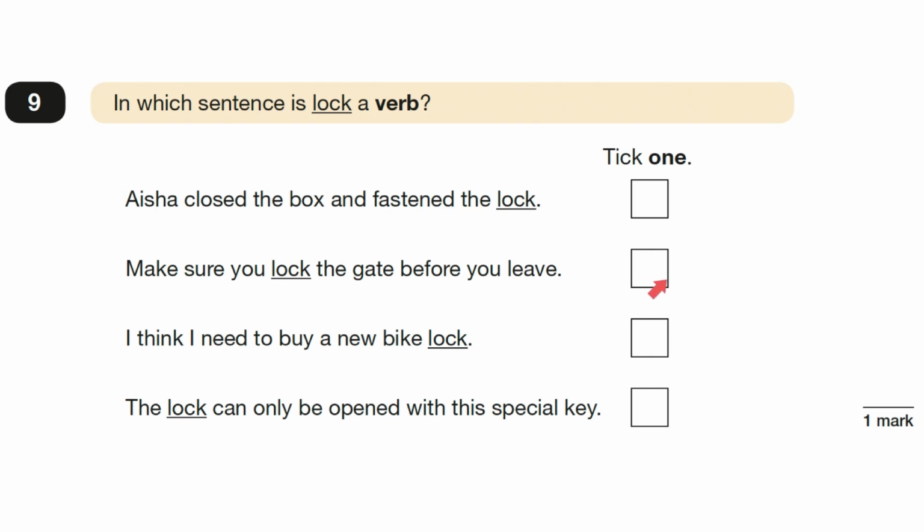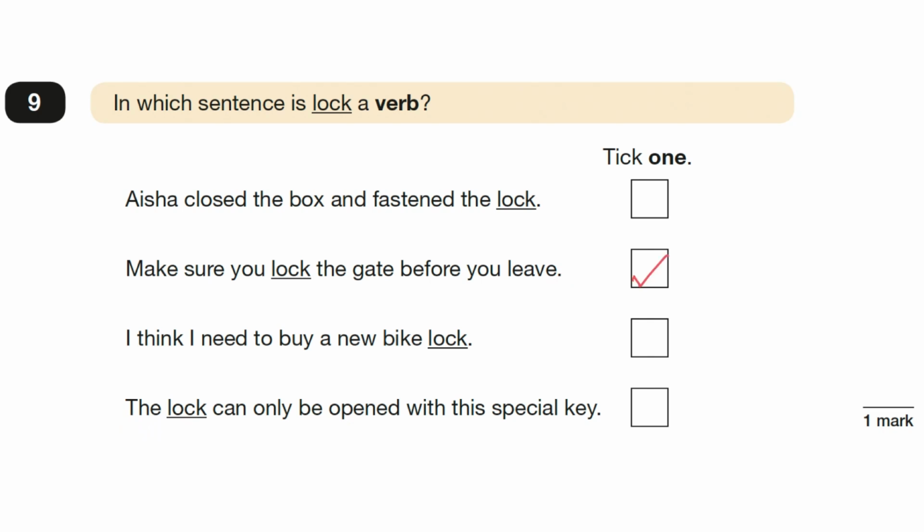Make sure, and it's interesting, isn't it? This second option on nearly all of these has been the correct answer. I'm not saying that we should look for that, but I'm pretty sure nearly all of these have had the second one as the verb. Make sure you lock the gate before you leave. So it's definitely that one. I think I need to buy a new bike lock. Okay, physical object, noun, and then the lock. We don't even need to read this one because we've got this determiner here. So it's definitely this one.